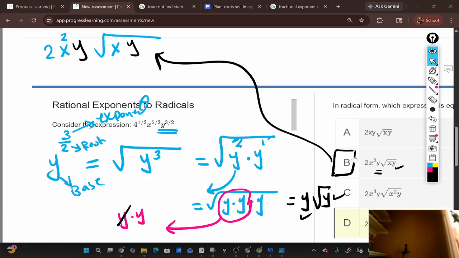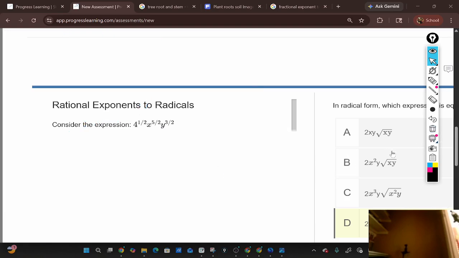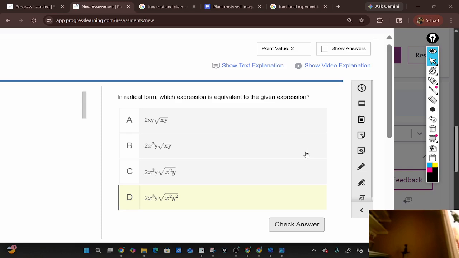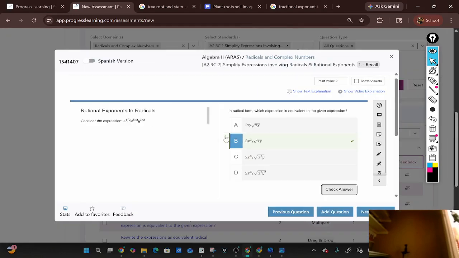I want to cancel everything now, delete everything, I don't need it. Let's now go to the question and check the answer. So the answer, as we said, is B, and this is absolutely the right answer.